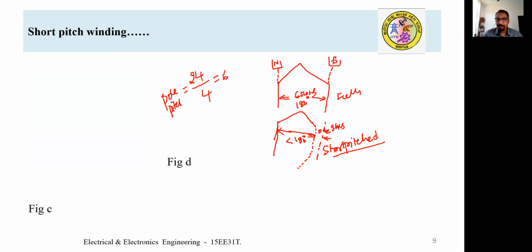Why do we have to go for short pitched winding? As I told you in the previous slide, in case of a full pitch winding, even though we get more voltage, the pure sine wave is distorted due to superimposing of higher order harmonics. So in order to avoid the higher order harmonics, we use short pitched coils. Such windings are called short pitched windings.